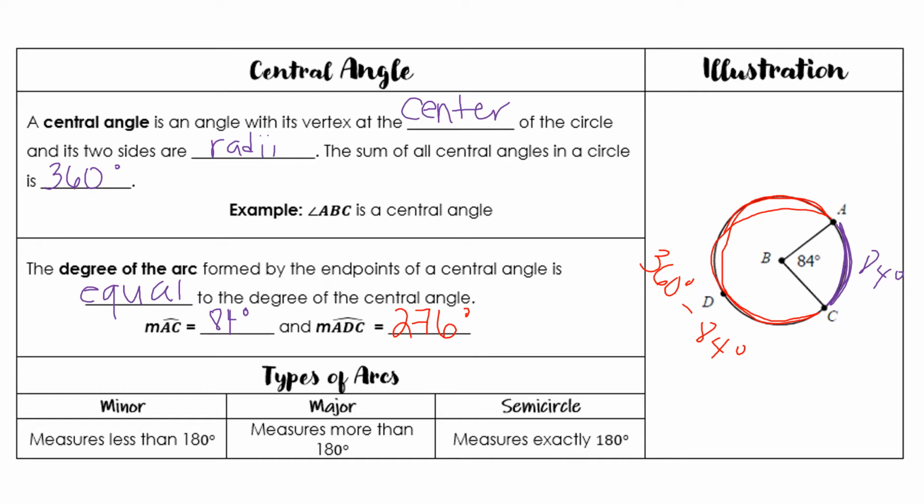As discussed before, there are 3 types of arcs. There is a minor arc, which would be less than half of a circle, less than 180 degrees. There is a major arc, like arc ADC. You definitely have to use 3 letters for a major arc. You can use 3 for a minor arc, but you're not required to. A major arc is more than 180 degrees, but less than 360 degrees. And then the semicircle is exactly 180 degrees. That's half of a circle.